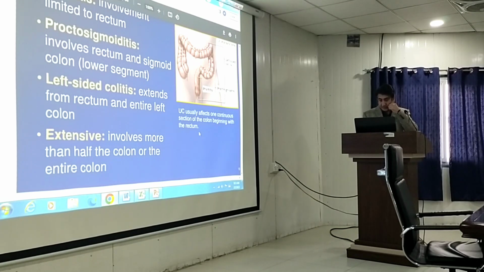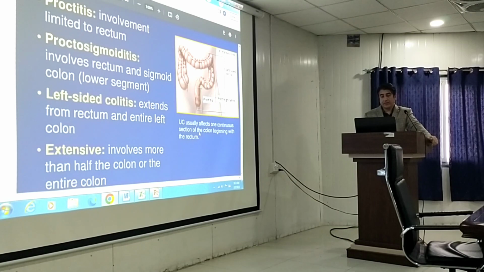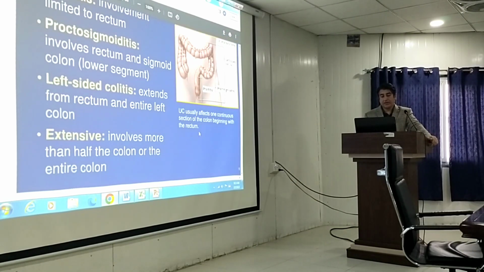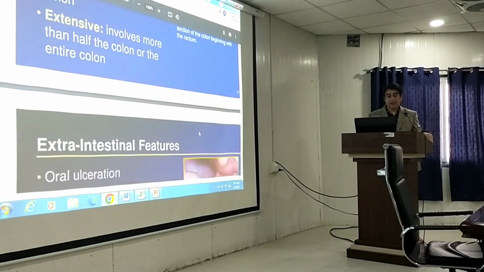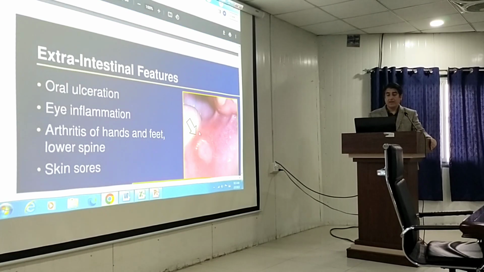So still the classification is valid. This is basically Montreal classification coupled with the Paris classification. Both actually have described the left-sided colitis and extensive, but one modification, the Paris classification has the pancolitis: if the ulcerative colitis involves the whole colon, it is called pancolitis, and that's a severe form.